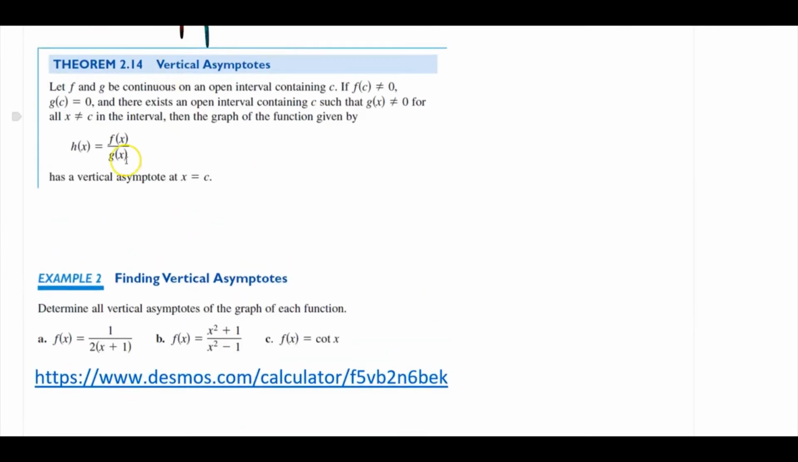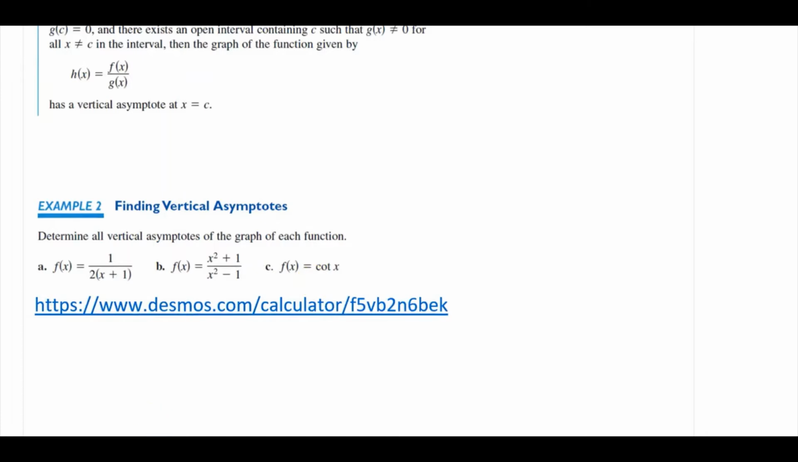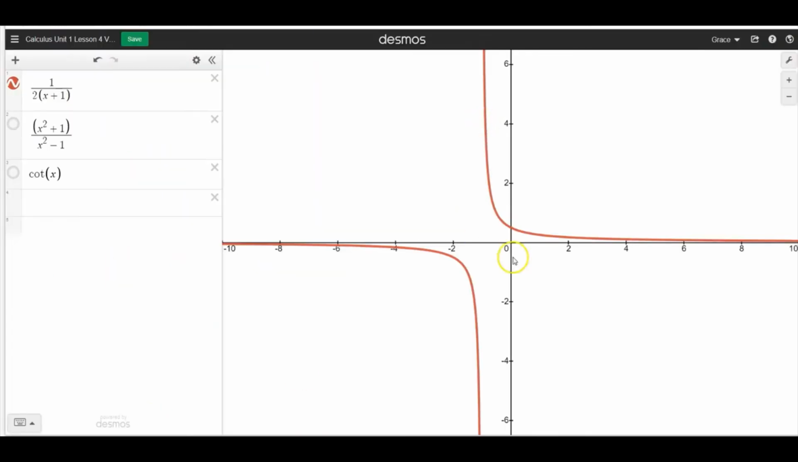Hint, hint, it might or might not be when our denominator is equal to 0, given what we were talking about up here. In our first function, where we're looking at 1 over 2 times x plus 1, we know, just looking right here, that the denominator is going to be 0 when x equals negative 1. So that means that we're going to have a vertical asymptote at x equals negative 1.